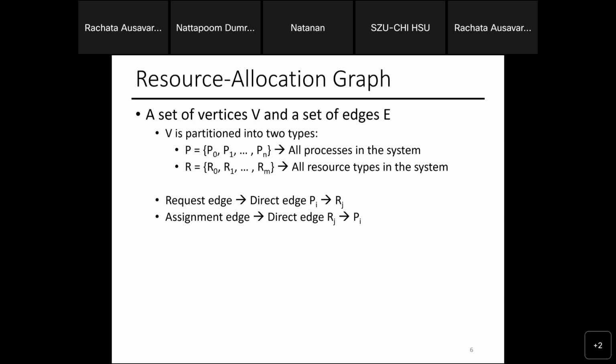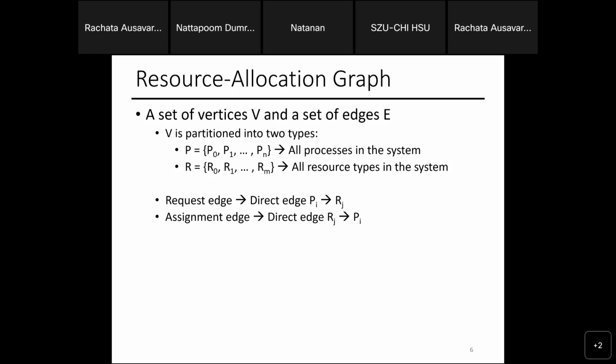What's in the node here? The node can be a process in the system, which can be running or it can be stopping. Either one works. P is the process, and R means the resource.